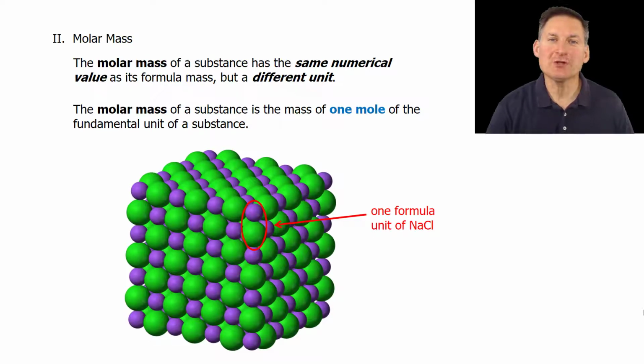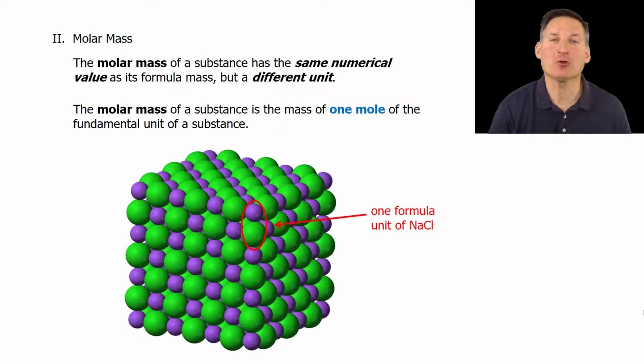For example, what you see circled here in red is 1 formula unit of sodium chloride. In other words, 1 sodium ion and 1 chloride ion combined to make 1 formula unit. Whatever the mass of those 2 ions is represents the formula mass of sodium chloride. But the molar mass of sodium chloride is the mass of not just one of those units, but 6.02 times 10 to the 23rd of those units. That means you would need to add the mass of that first unit, plus this one, plus this one, plus this one, and so on, until you've added 6.02 times 10 to the 23rd of them.